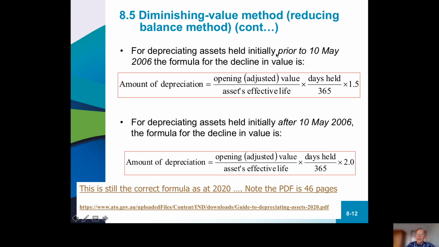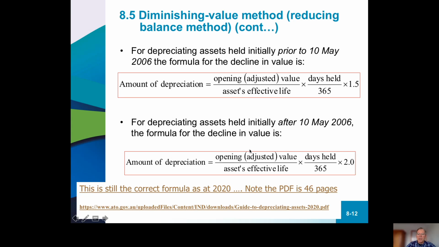With diminishing value or reducing balance method, this is getting a little bit old now. If you bought the asset prior to the 10th of May 2006, you used this formula: the opening value over the asset's effective life times the number of days you've held it over 365, and you could multiply by a factor of 1.5. So you've got a little bit of extra depreciation above the prime cost. For after the 10th of May, you were able to get this factor of 2.